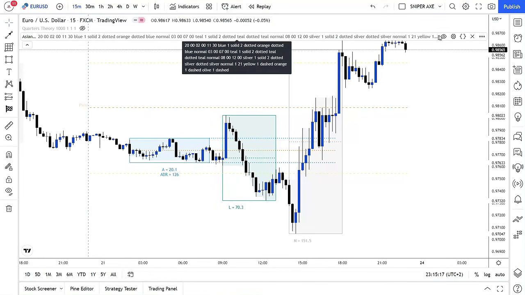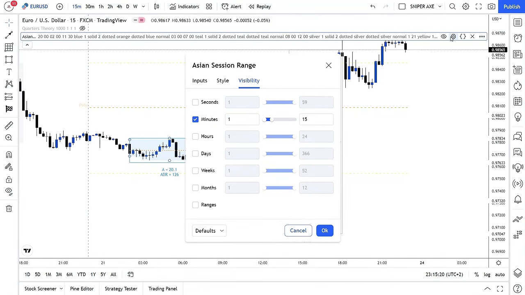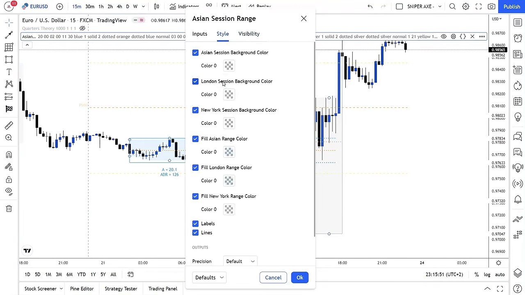Then you come on its settings. Make sure you come on its settings. Then you just set the settings that I'm going to show you. You unhighlight seconds. They will be highlighted there, meaning that the sessions will be shown from 1 minute all the way to the other time frames. So you just unhighlight seconds, and you unhighlight hours, days, weeks, months, ranges. Then on minutes, you set the minimum minute to 1, then the maximum minutes to 15. You can just type 15 here. Then you say okay. On the style, just leave the default settings that are actually there.